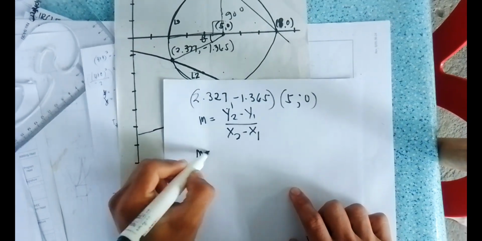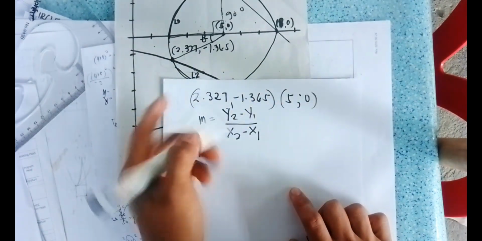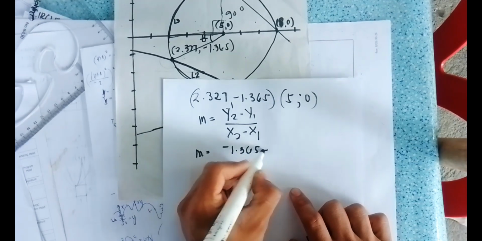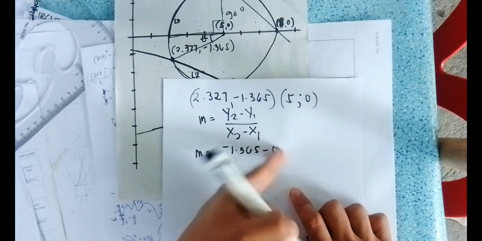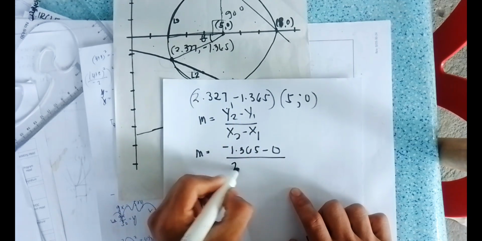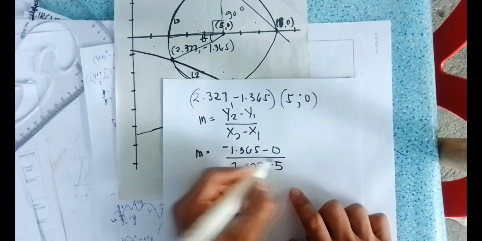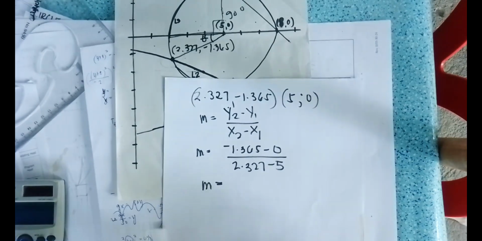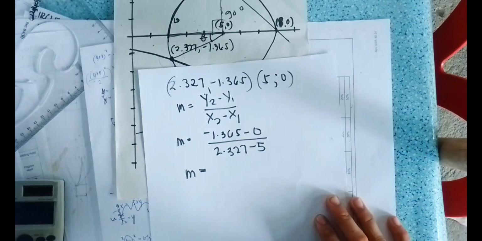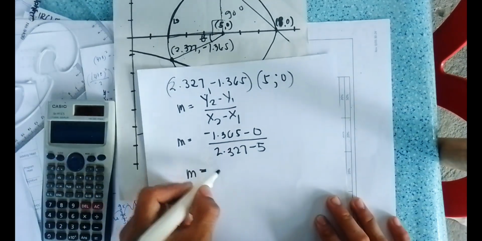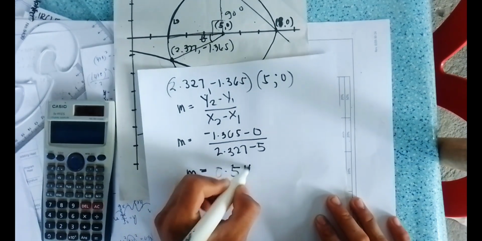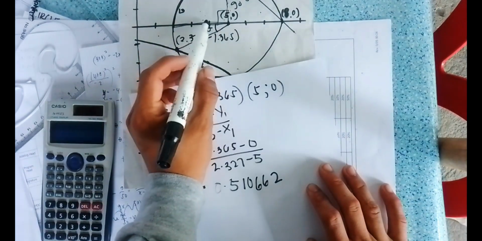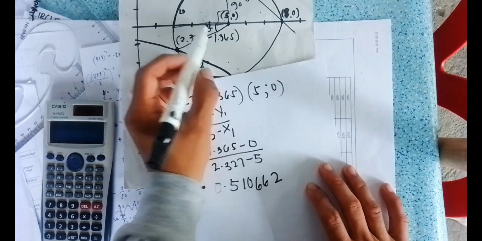So our slope therefore is, just simply substitute. Let's start with negative 1.365 minus 0, this is y2, this is y1, all over 2.327 minus 5, and that will give us a slope of 0.510662.